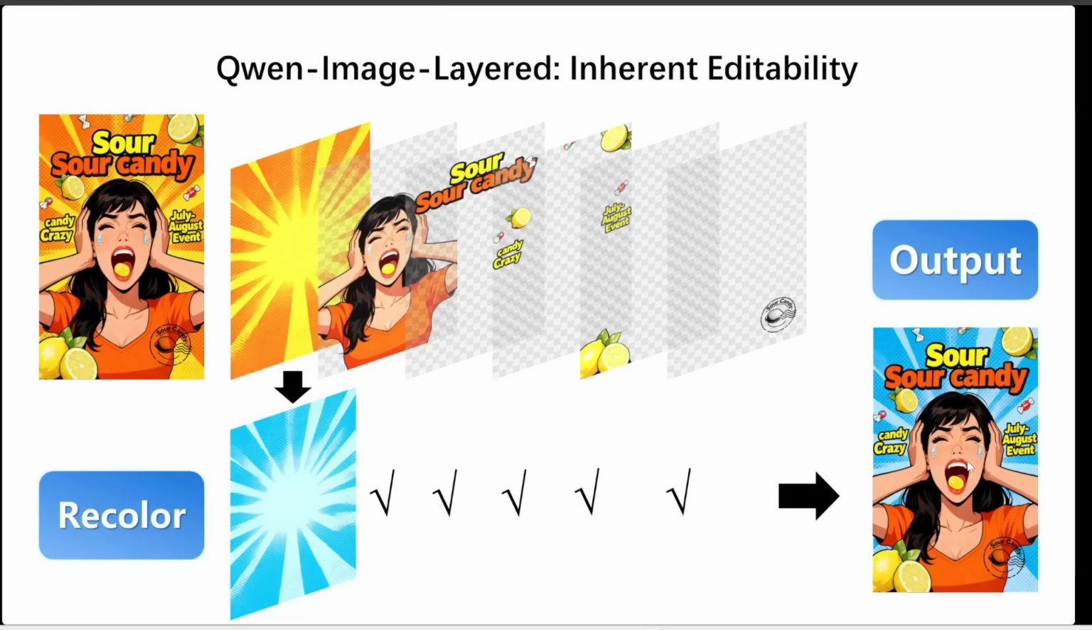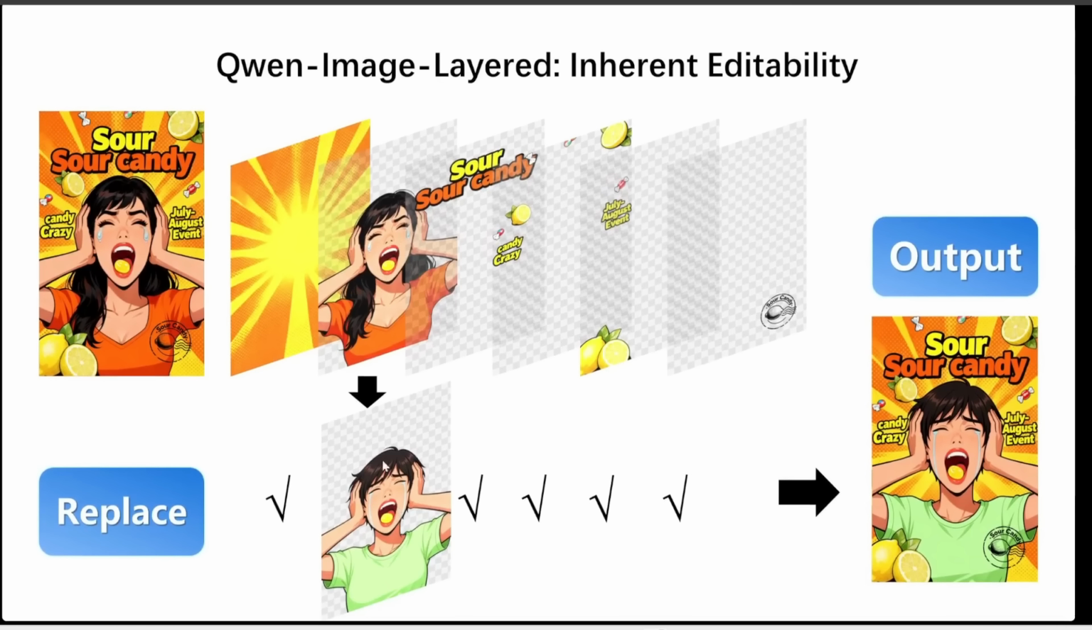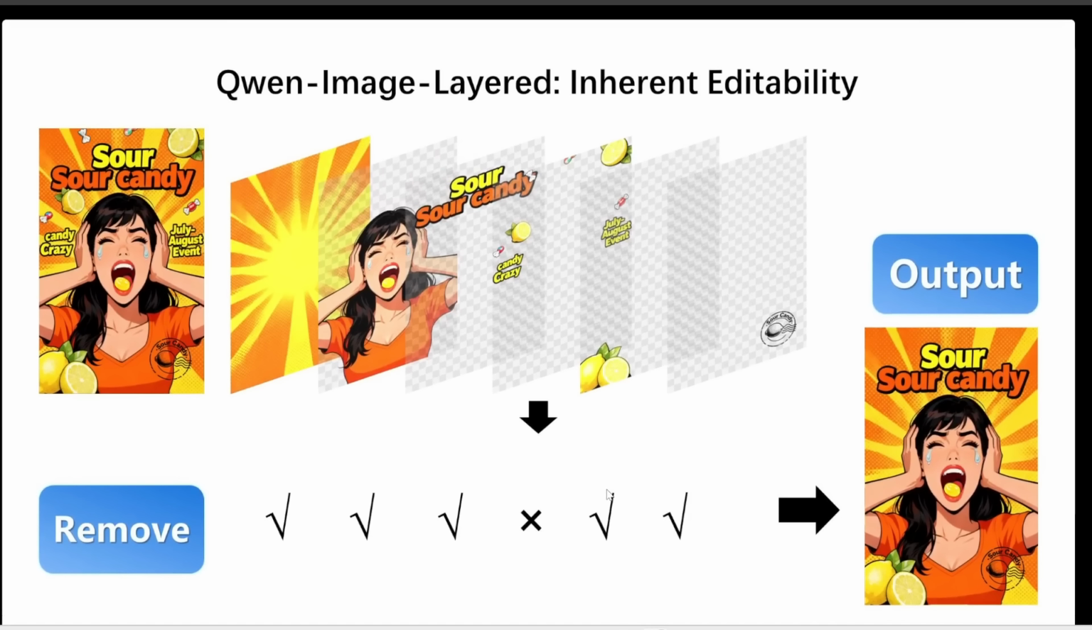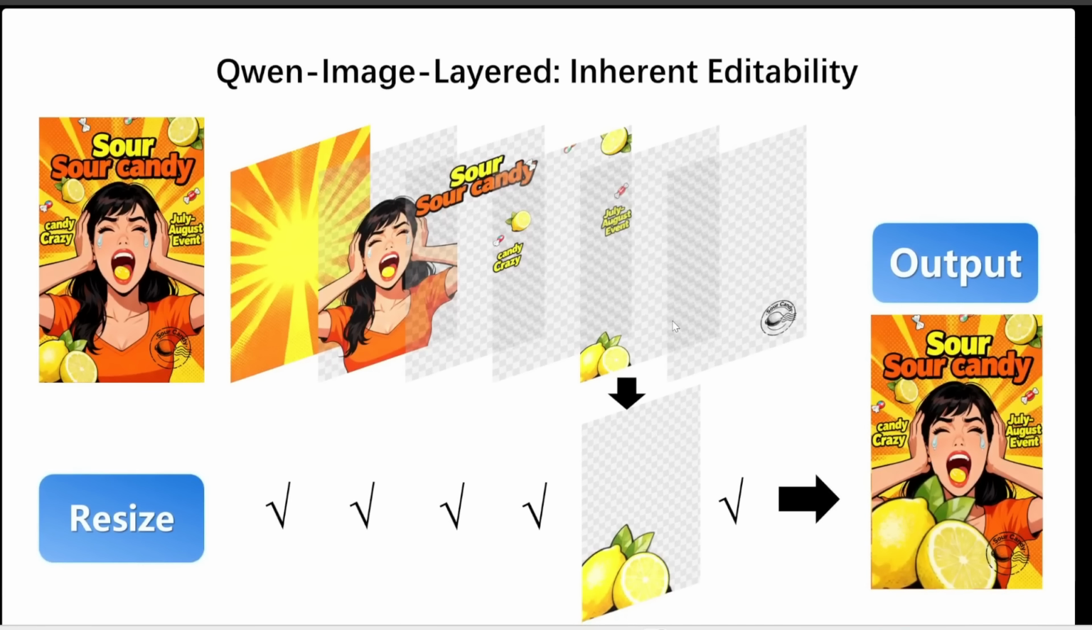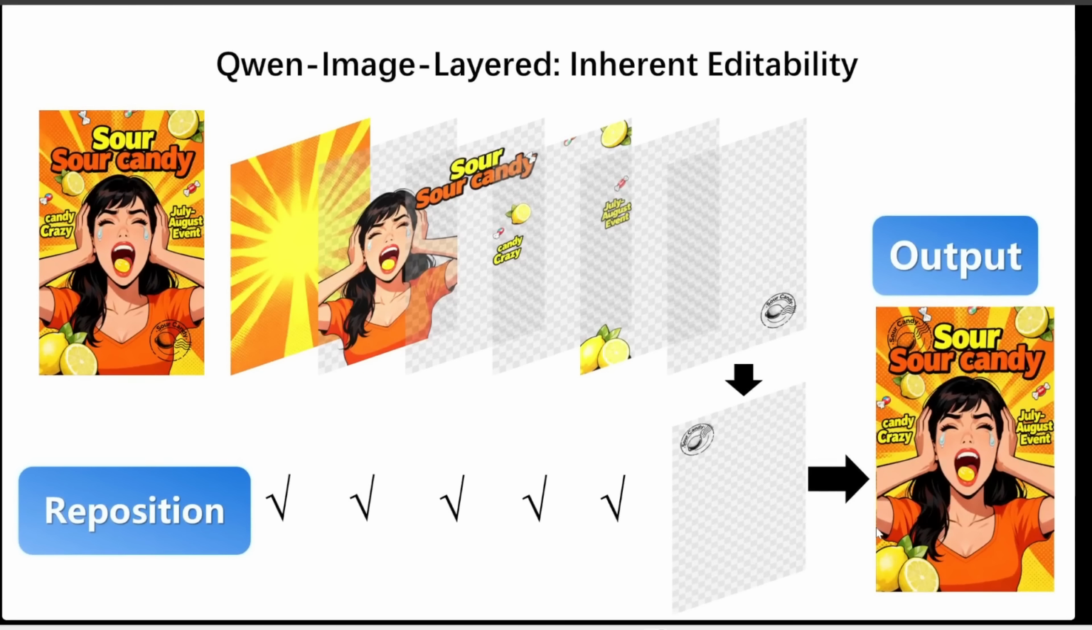So here's the final image. Or you can change the character to look something like this and it would only change the character while keeping the rest of the poster the same. You can also delete certain elements such as these extra lemons over here, or you can also resize individual elements such as this lemon over here. You can make it bigger like this. And it basically keeps the rest of the image the same.